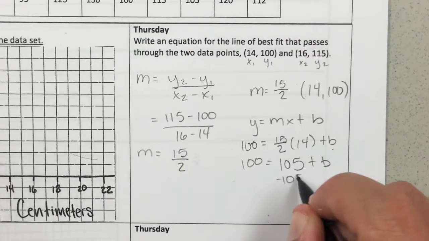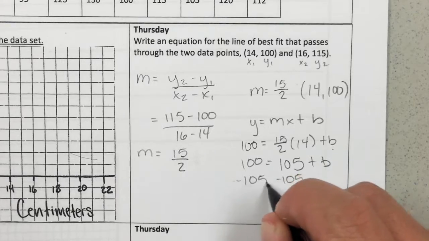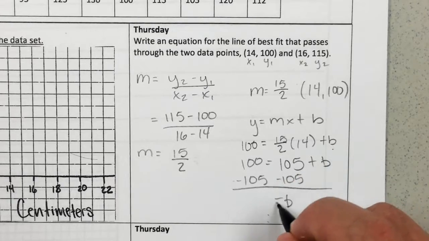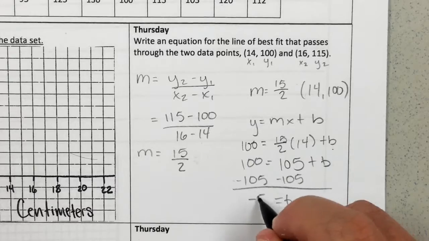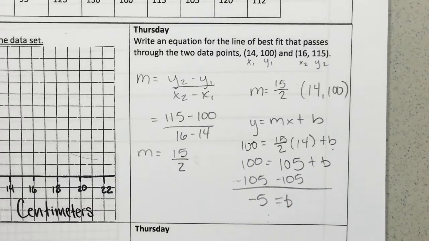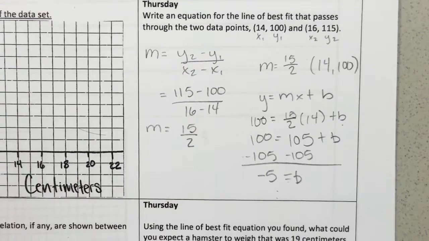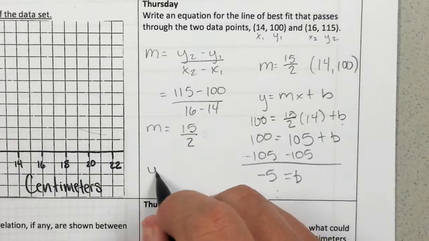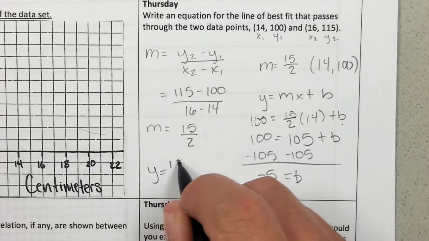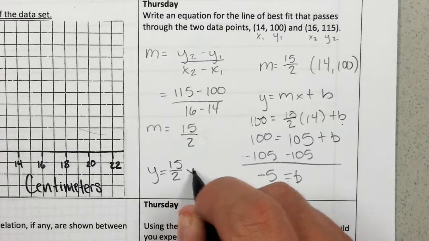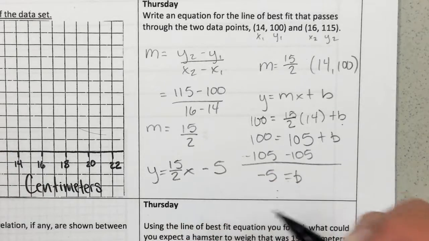We subtract 105 from both sides. And we get b is equal to -5. So when we write our equation here, we've got y equals 15 halves x minus 5. Okay?